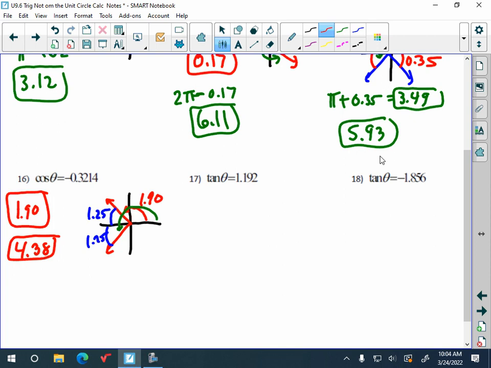You asked me how to get 4.38? All right, so there's 2 ways you can do it. You can go from here to half the circle, that's pi, then add on 1.25. That's this angle right here. So 3.14 plus 1.25. Or you can take 1.9, that's the first angle, add on 1.25, and then add on another 1.25. So you have 3 parts together. How do you get the 1.9? Put in cosine inverse of negative 0.3214 in the calculator. It gives you that.